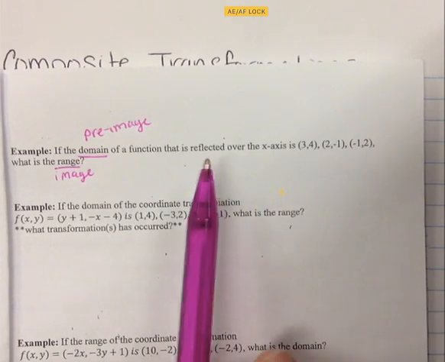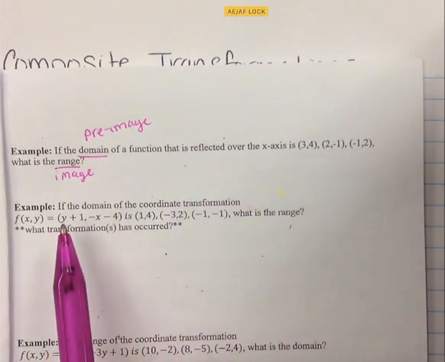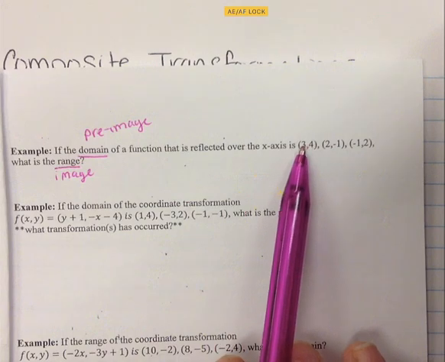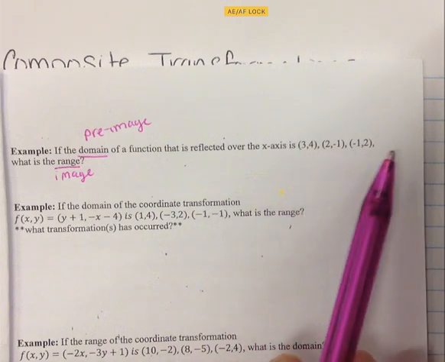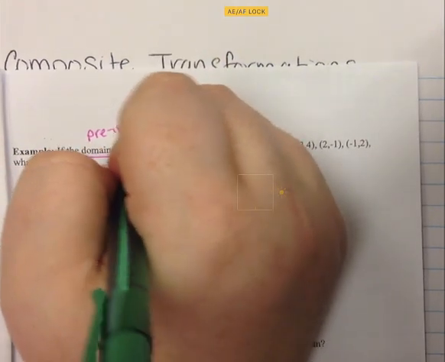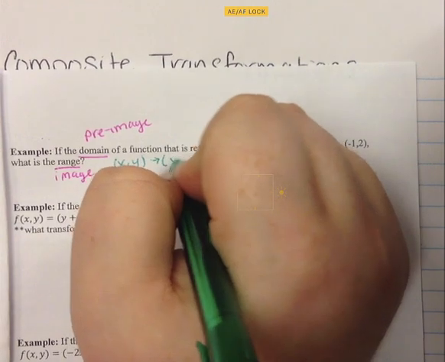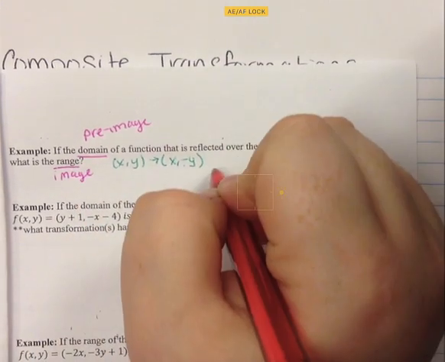So when we find this, we're just given the pre-image, and we want to use the rule to find our image. The function reflected over the x-axis is (3, 4), (2, -1), and (-1, 2). So that's our pre-image coordinates. The rule reflected over the x-axis is (x, y) maps to, since this is over the x-axis, we're going to negate the y, so (x, -y). So we find our range, which are the image coordinates.